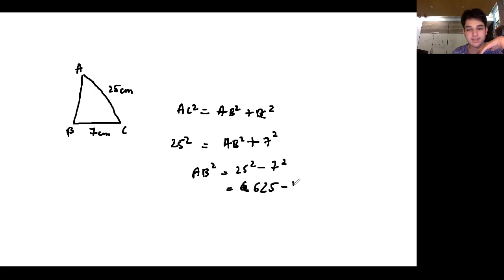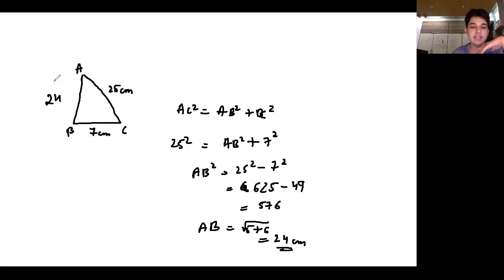625 minus 49, which would give me 576. And the square root of 576 would give me AB. So AB will be equal to root 576, which would be equal to 24. So 24 centimeters is my length here. And so this side will be 24. Okay.